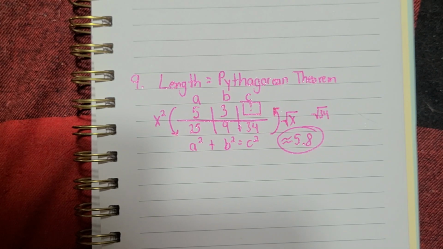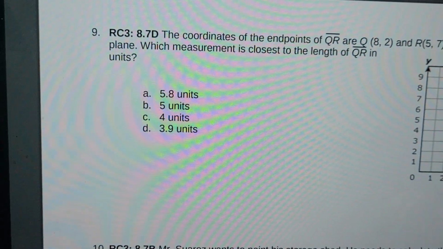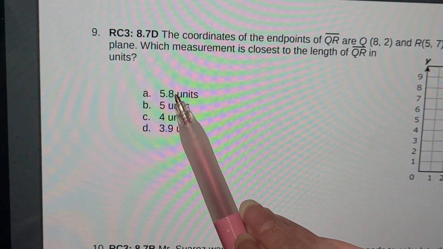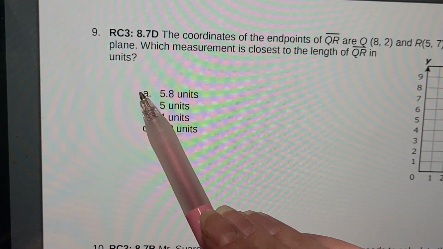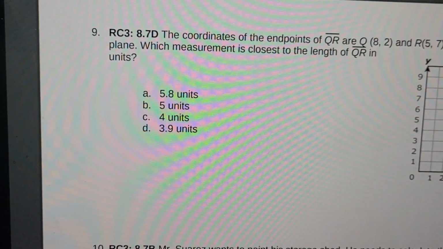If we look at our answer choices, it says which one is closest. We have 5.8, 5, 4, 3.9. So the closest is absolutely that 5.8.